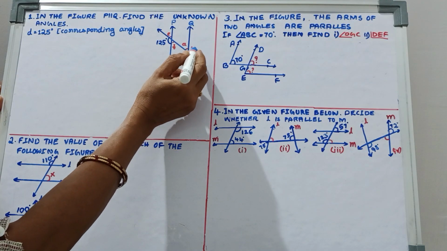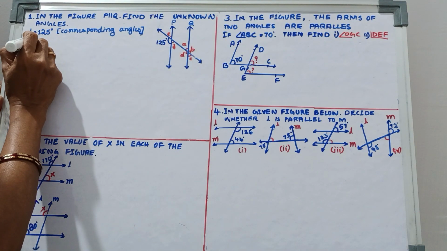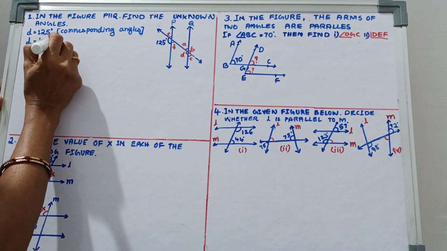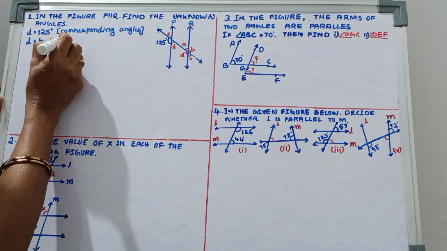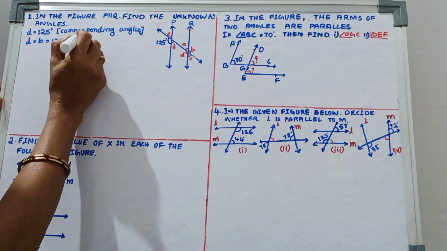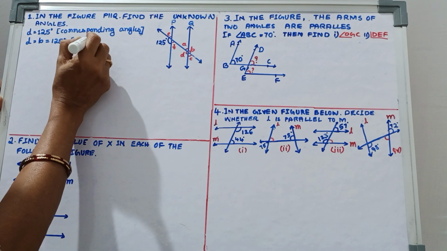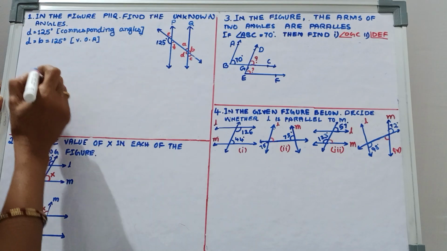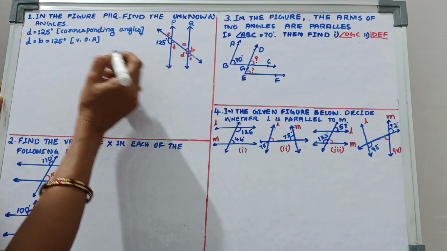Next, angle D equals angle B. That also 125 degree. They are vertically opposite angles. It is denoted by V.O.A.